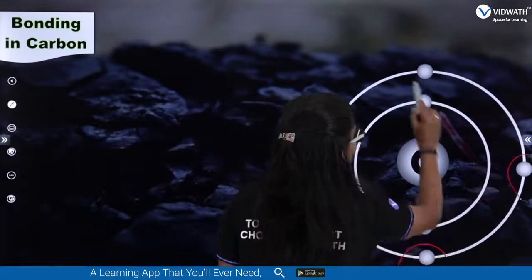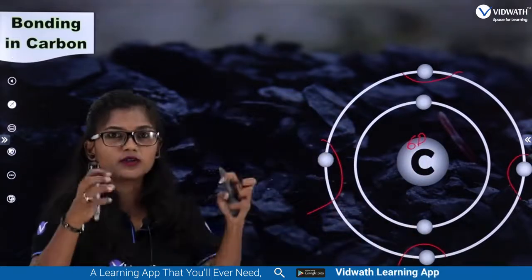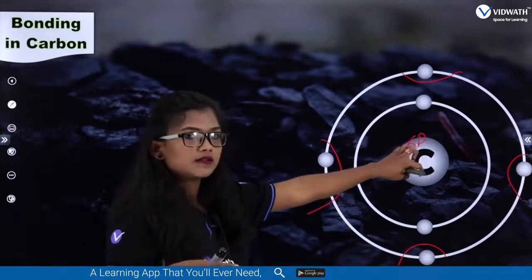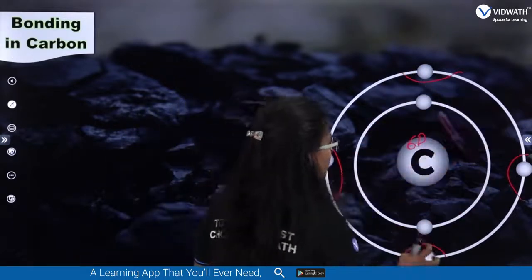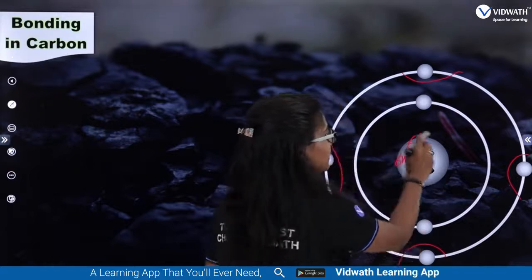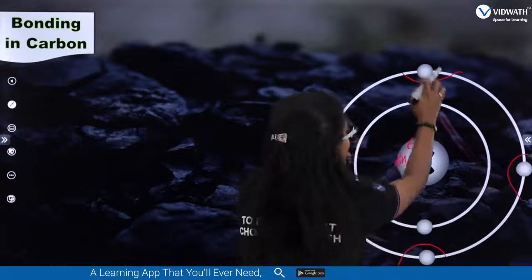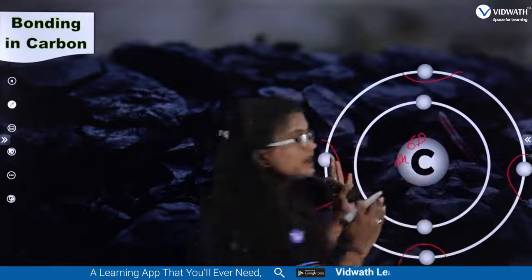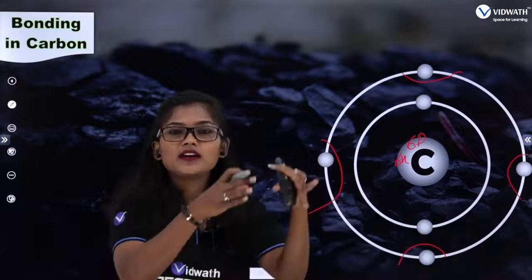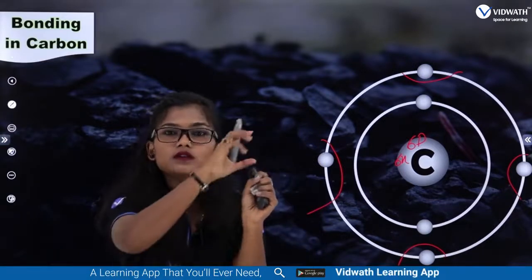We know that carbon has 6 protons, and this leads to the effective nuclear force, that is the force by the nucleus which holds the electrons towards it. These protons and neutrons are present in the nucleus. The force by the nucleus tends to attract the electrons towards it. So this effective nuclear force is the ability or tendency of a nucleus to attract the electrons towards it.